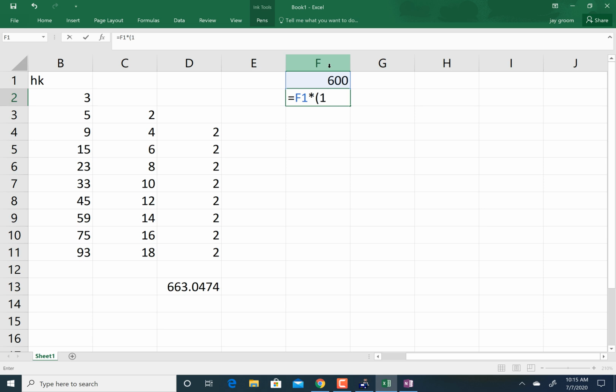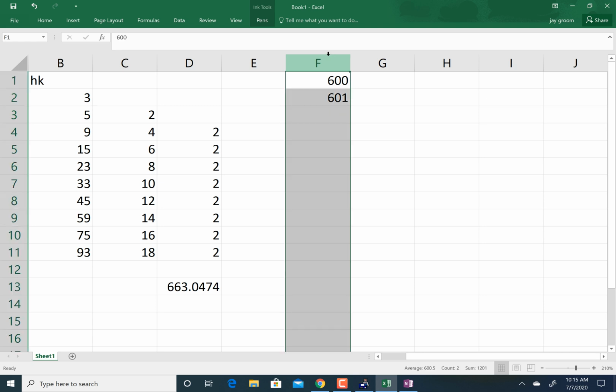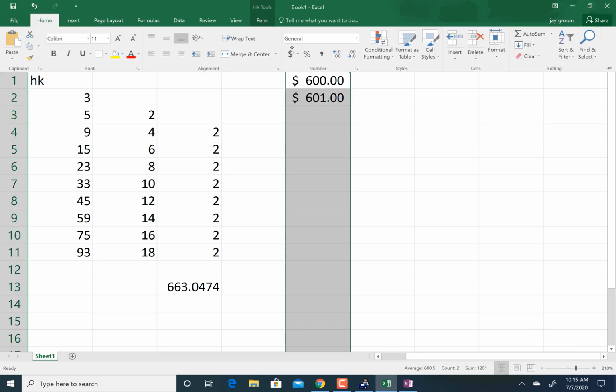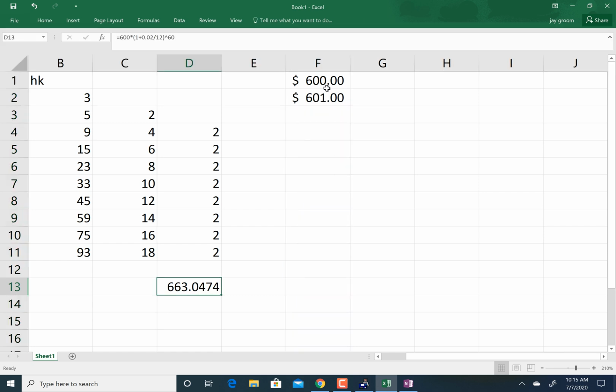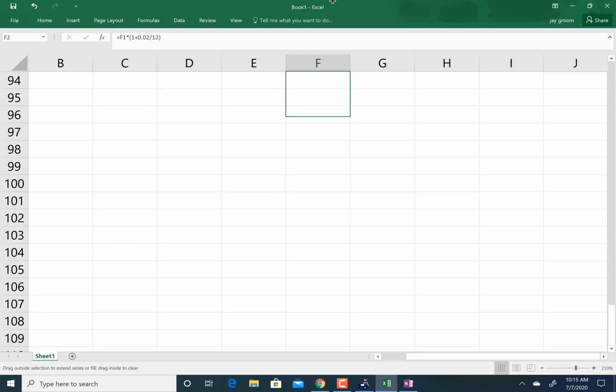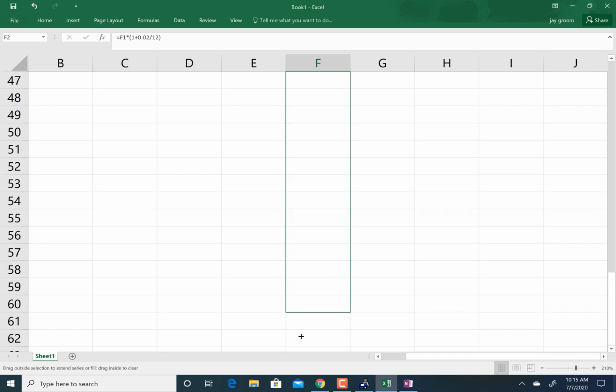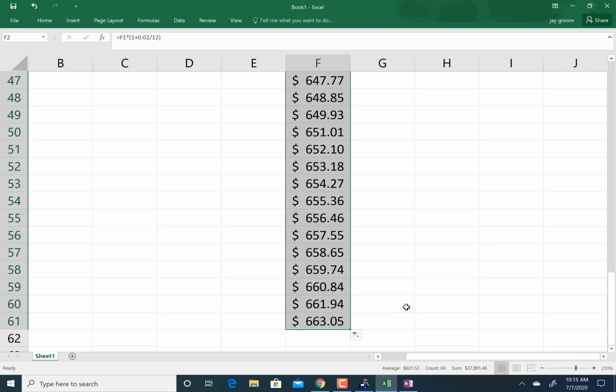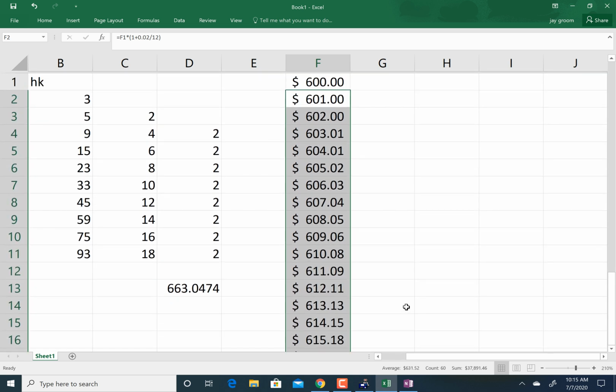Times 1 plus 0.02 divided by 12. That's all, sorry. And then notice that this is recursive, the way I'm doing it here, because I'm only referencing the previous cell. This one down here was completely explicit. So I prefer this method actually. Now drag it down to 61 because the 60th line is not the 60th month. The first one was the 0th month. And so there you go, 663.05. Hey, what do you know about that?